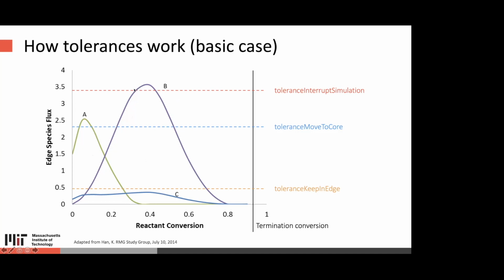The vertical lines are here and here. That means it can save you the rest of the effort, resources and time from simulating further from this point. And for the tolerance keeping in edge here, if you look at species C, because its flux is all the way below this threshold, species C will just be pruned. That means it will be removed from the edge.